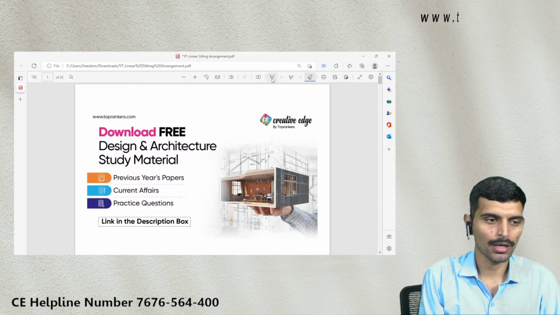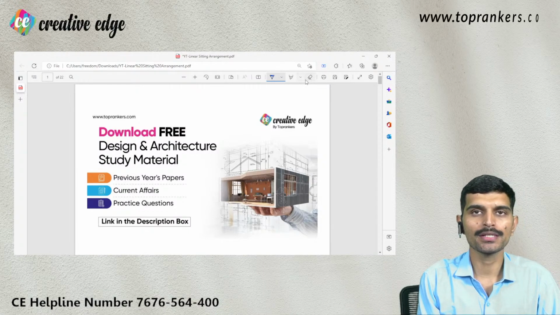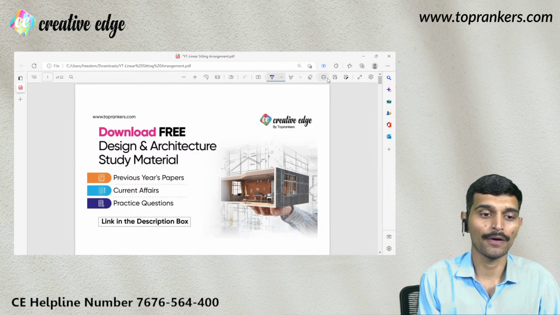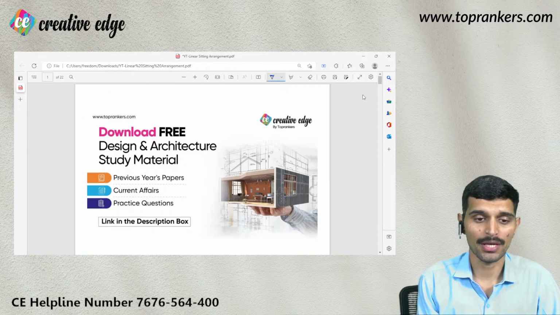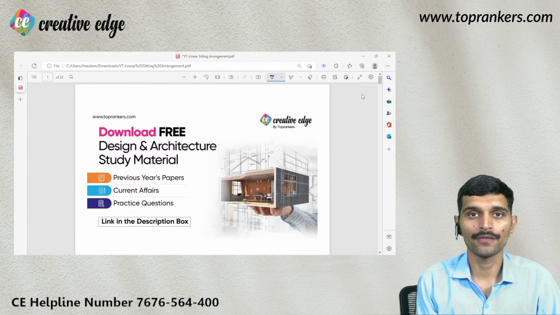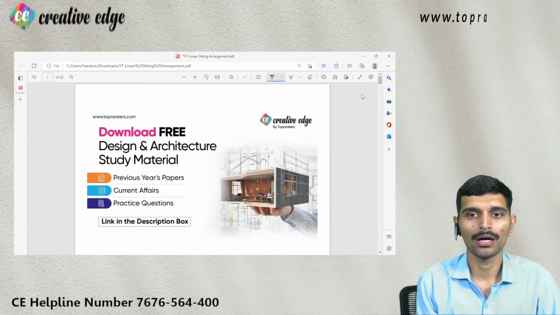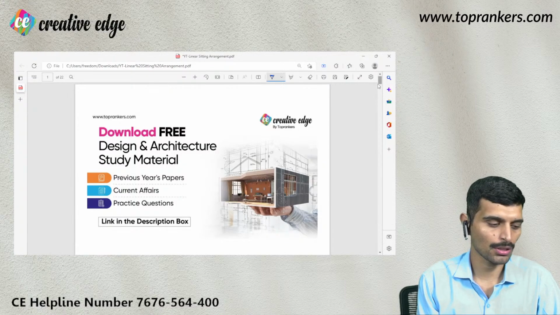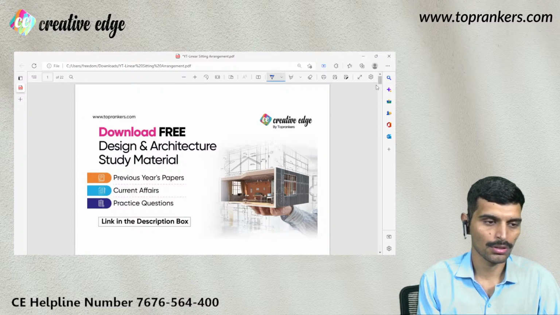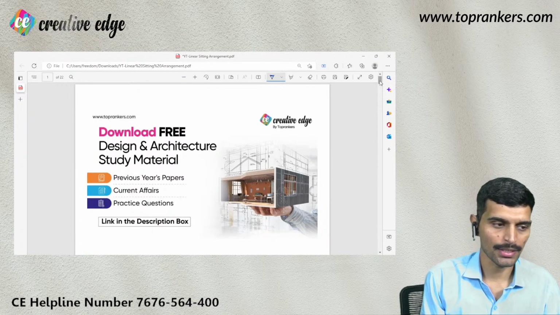So today we are going to discuss linear seating arrangement questions, which are important from the point of view of design as well as architecture entrance exams. Exams like NIFT, NATA, and other private architecture colleges. So let us start our session.